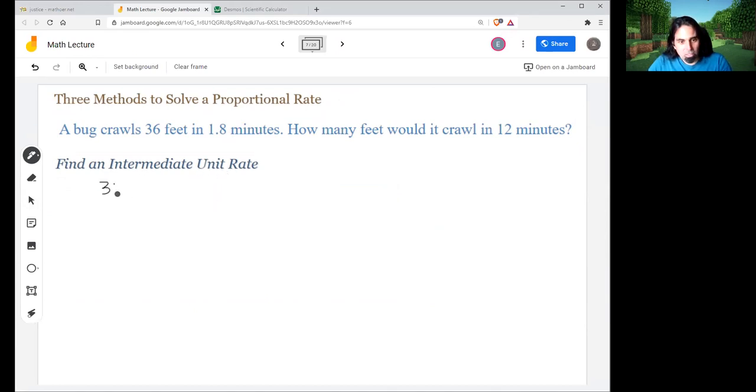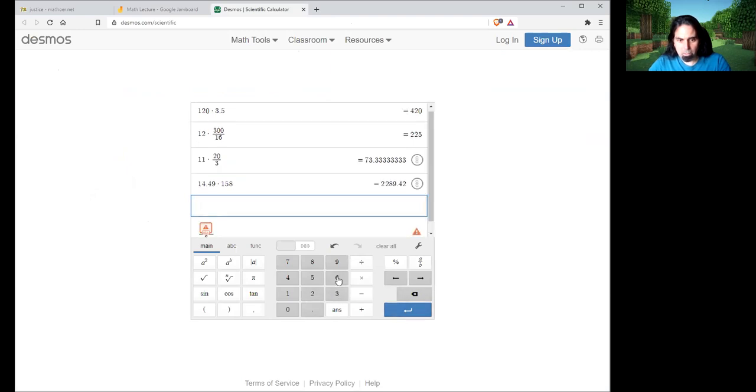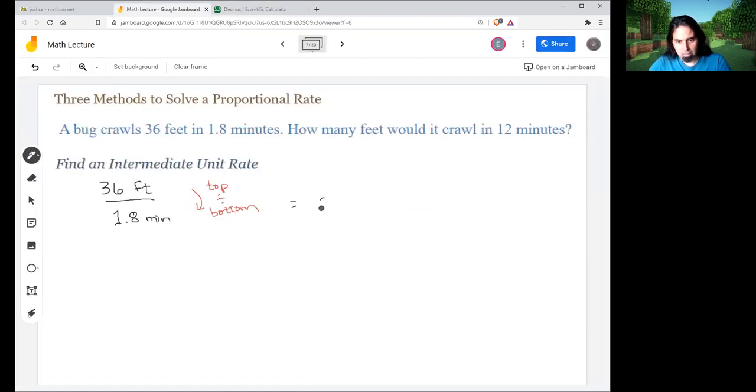If it's true that it's 36 feet in 1.8 minutes, I can do top divided by bottom. That changes any fraction or rate into a decimal. So what is 36 divided by 1.8? 20. So this bug is going 20 feet per minute.